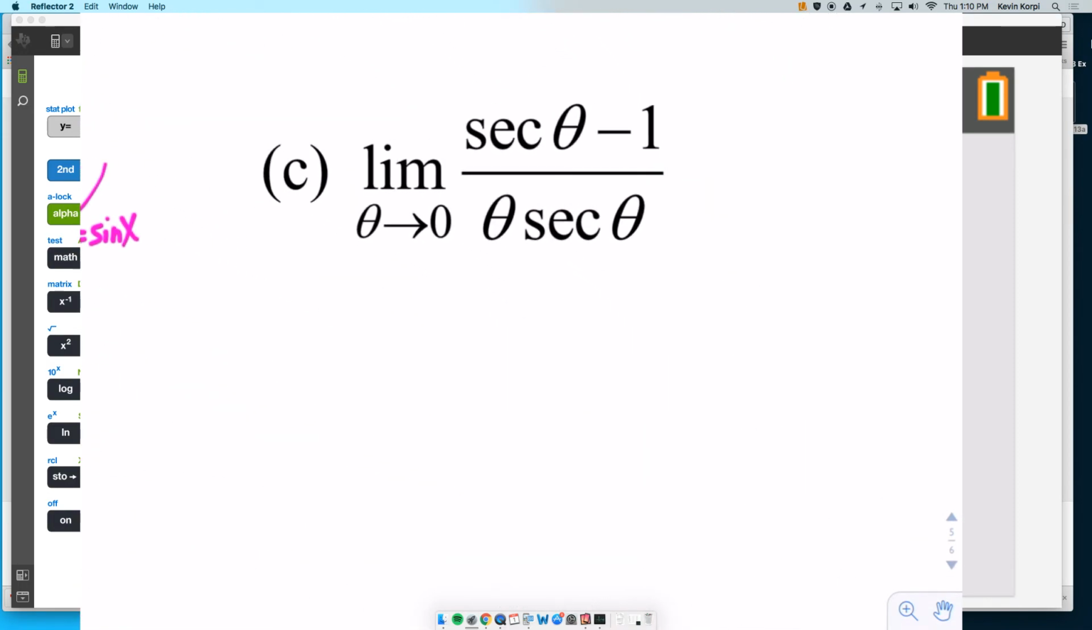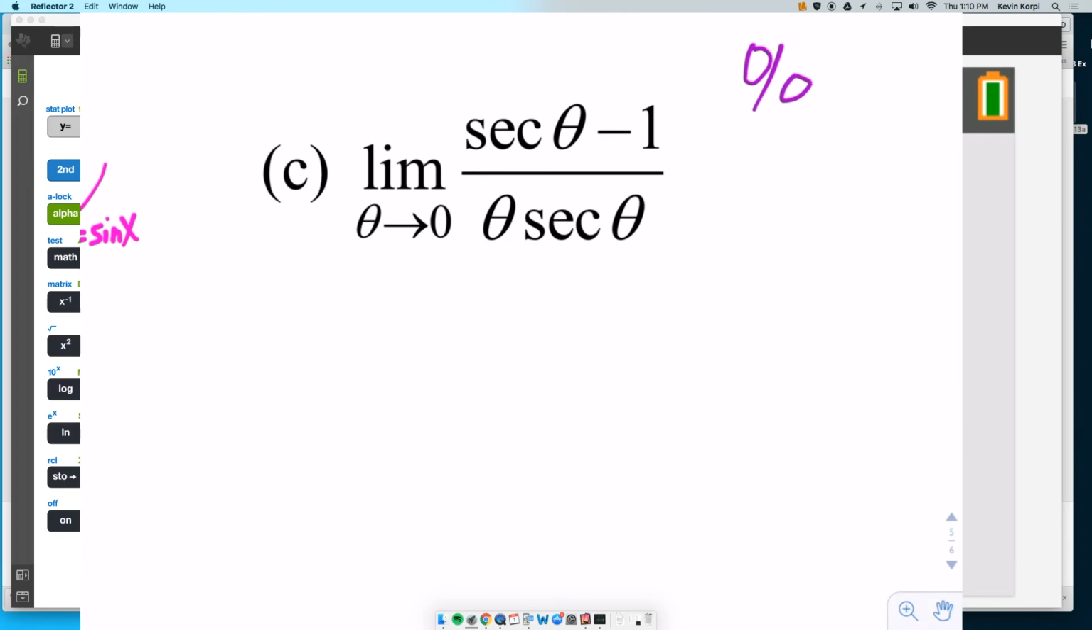Cool. How about this guy? Theta now instead of x. Direct sub. Let's go over that. Maybe. I think I can write them in terms of cosine. What is secant of 0? It's 1, because cosine of 0 is 1. This is the reciprocal of 1. So we do get 1 minus 1, which is 0, over 0 times 1, which is 0.